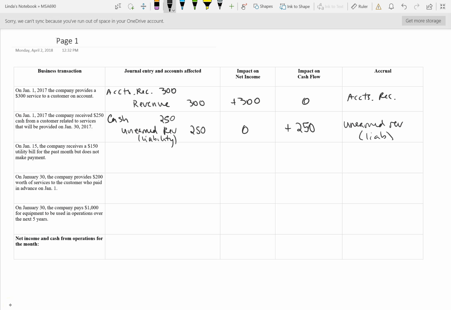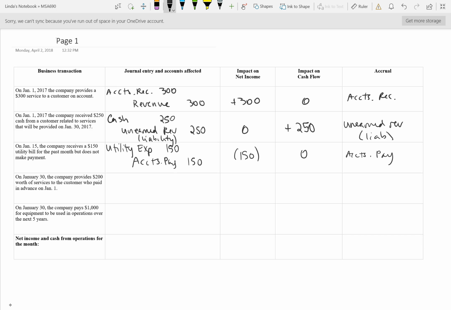January 15th, the company receives a $150 utility bill for the past month, but does not make the payment. So we record the expense. So we see that income will be affected here, but we do not have a cash payment. So our accrual will be accounts payable. Net income goes down $150, but nothing happens to cash. That accrual is accounts payable.